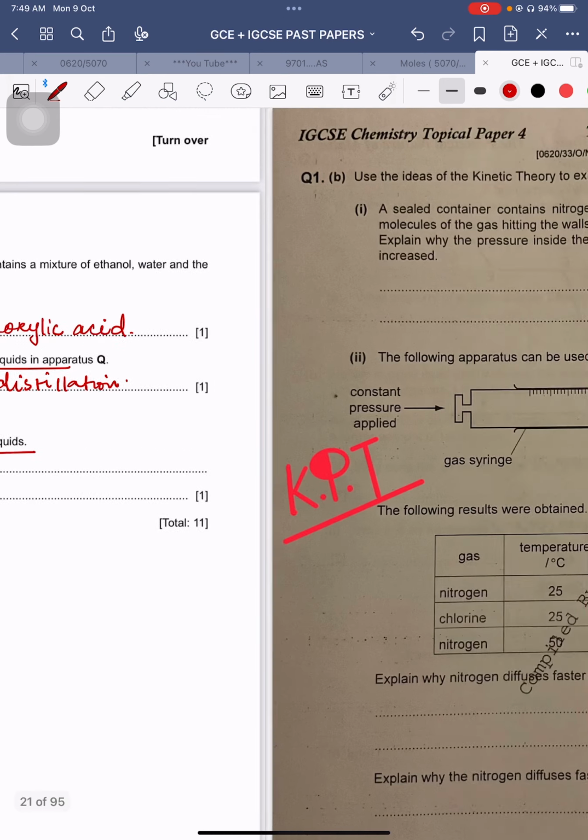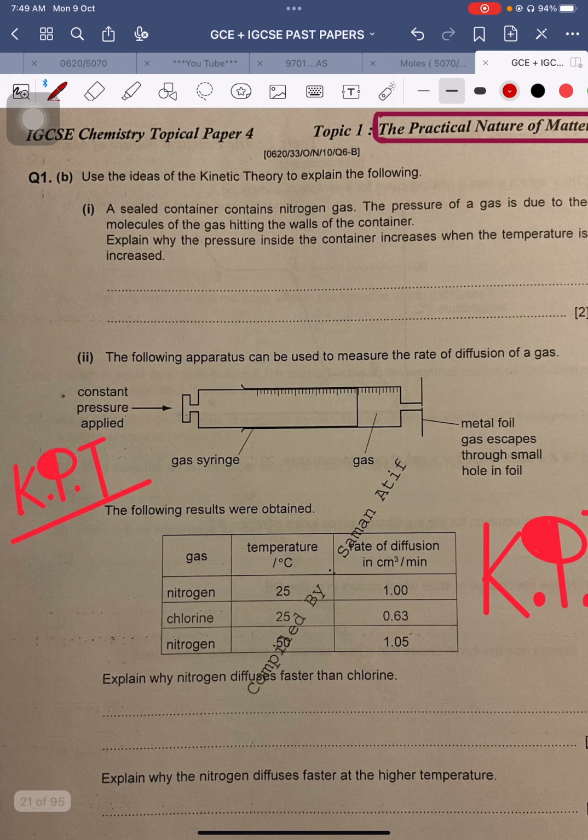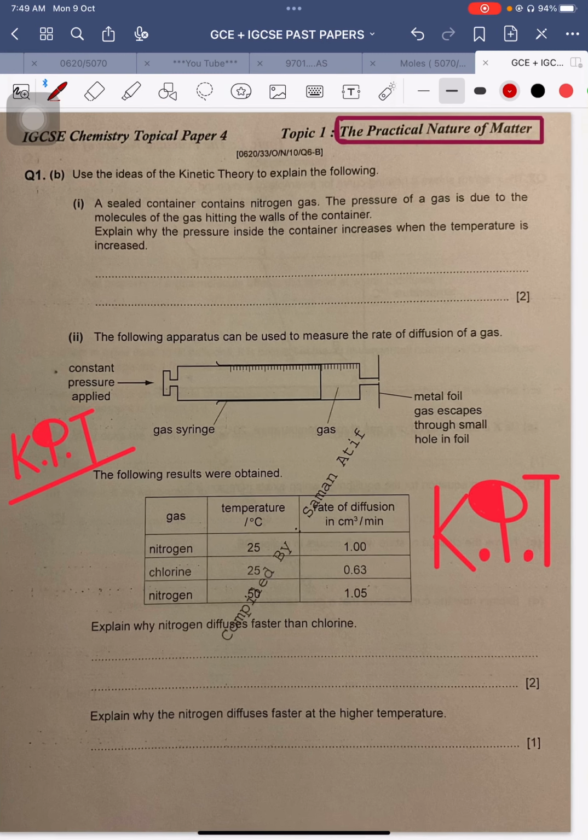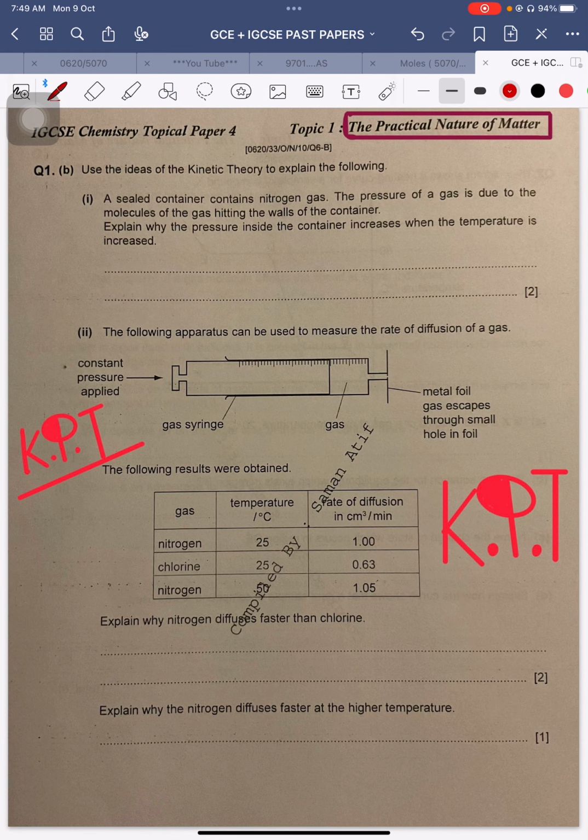Okay. Next question is related to kinetic particle theory, and it is a sealed container. They are talking about a sealed container here. Use the ideas of kinetic theory to explain the following. A sealed container contains nitrogen. The pressure of gas is due to molecules of gas hitting the walls of the container. Explain why the pressure inside the container increases when the temperature is increasing.